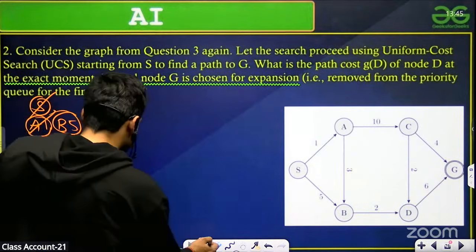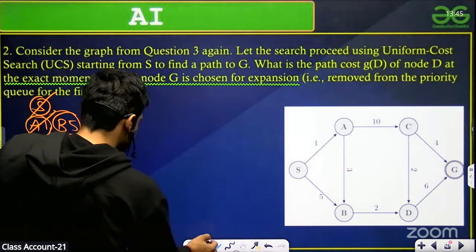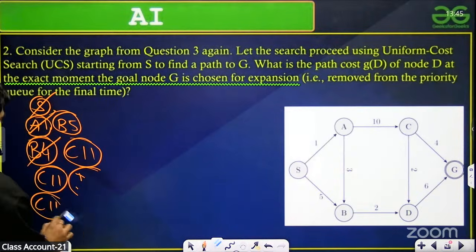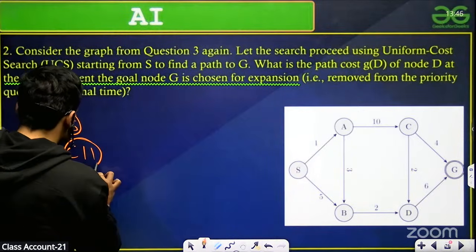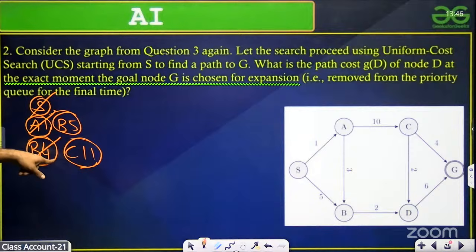Sorry, B6 would be there. Okay, not D7, I would be getting B6. Sorry, I think I've made one mistake here. Yes, I've made a mistake. So I have B4 and C11. I would be cutting B here.